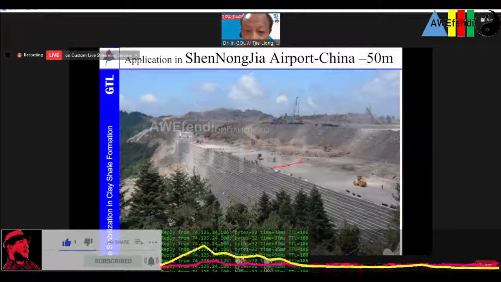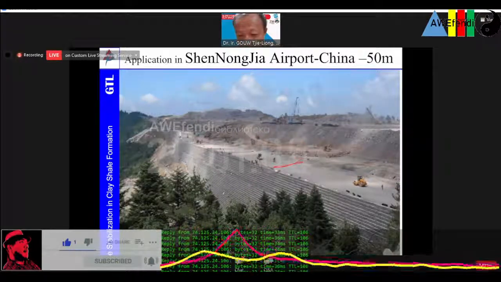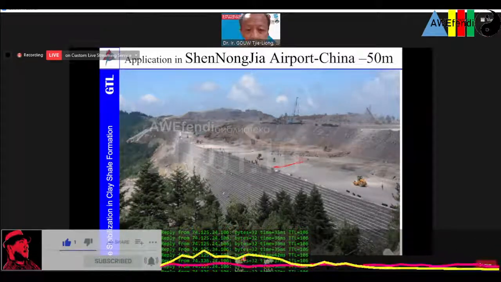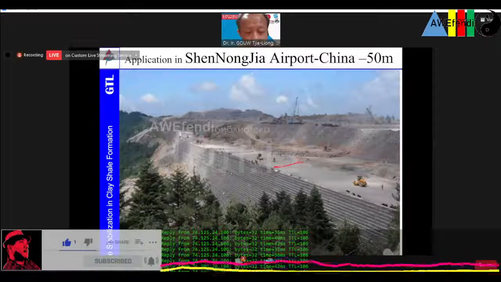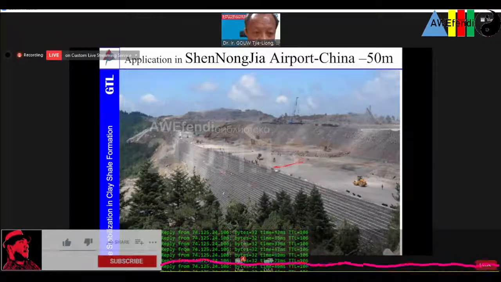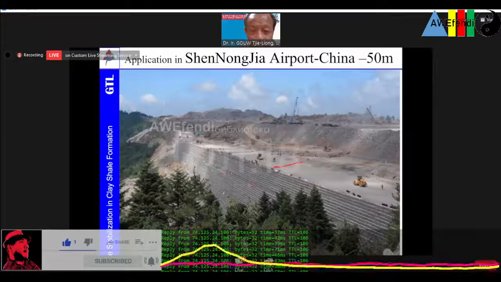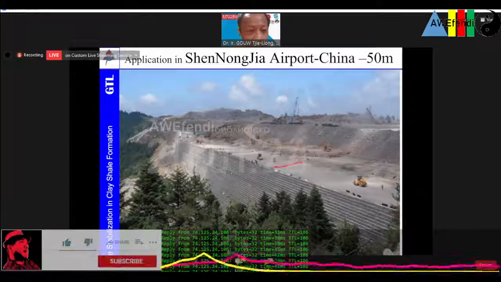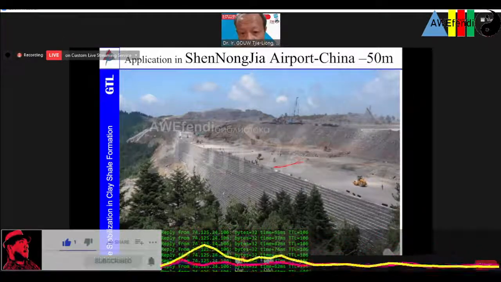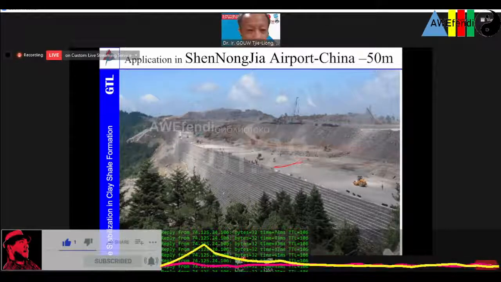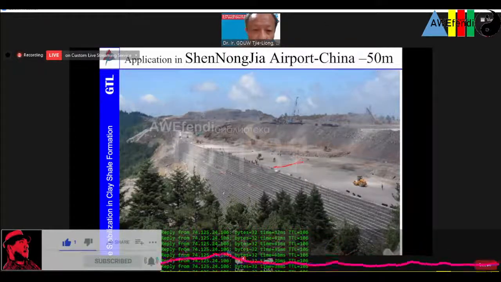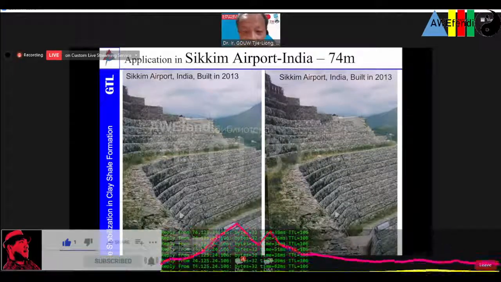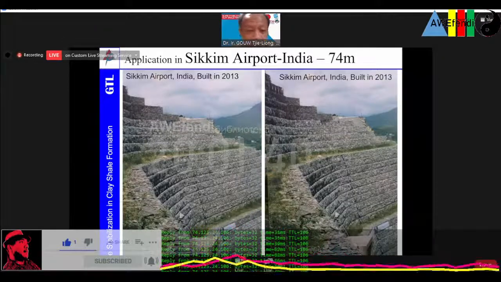This is in Senung, the same construction that I proposed for this project as well. For Tanah Toraja, it was built up to 50 to 70 meters high. But when I designed the project, I did not know about this. I only learned about it when I presented in India in 2018. And this is Sikkim Airport, built in 2013 in India. The literature says 74 meters high.